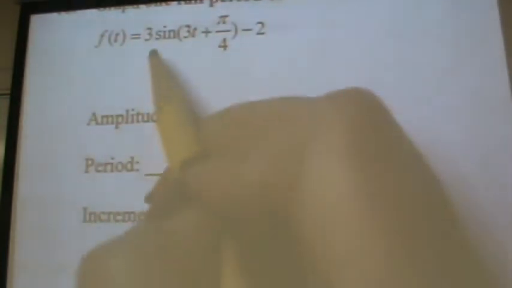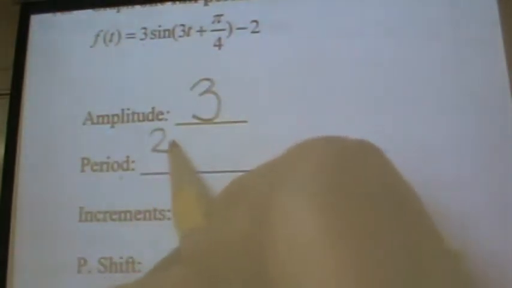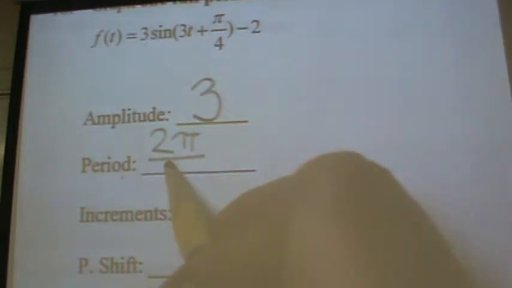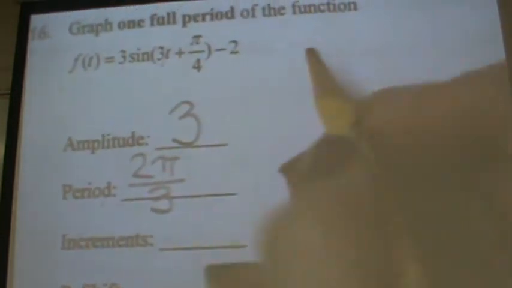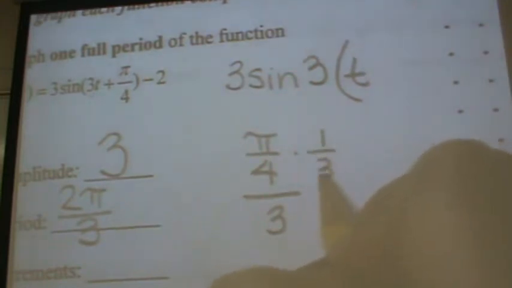So we have an amplitude of what? 3. Okay, how do you find your period? 2 pi over, what's the b value? 3. So you always do 2 pi over b value? That's your b value, yep. Now you may wanna, at this point, pull off the 3. Pull that sucker out. How are you gonna divide pi over 4 by 3? Flip and multiply. I'm gonna multiply by 1/3.